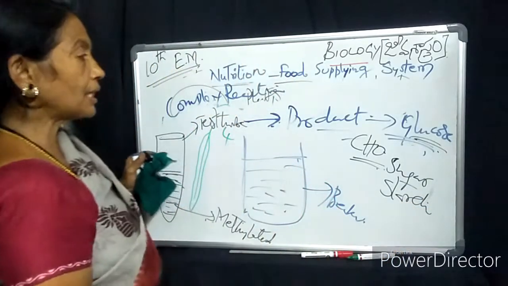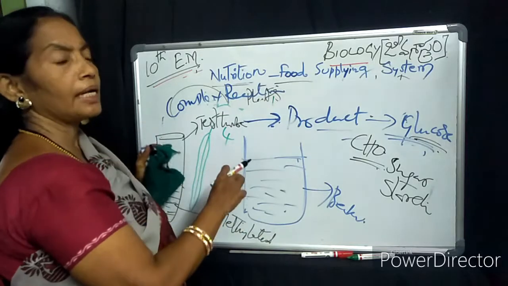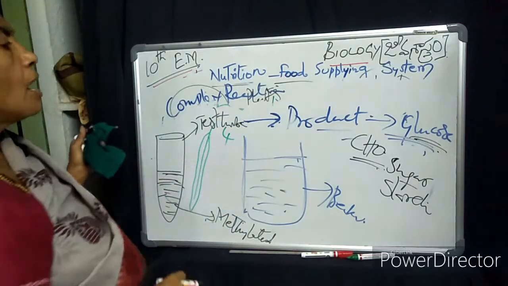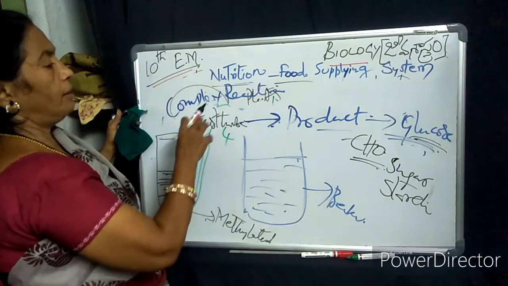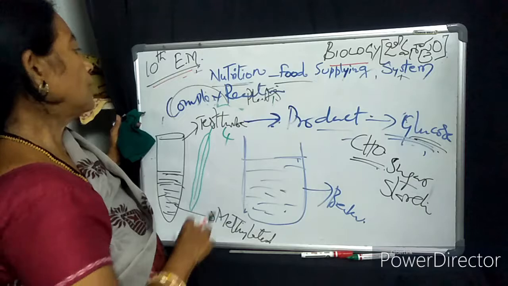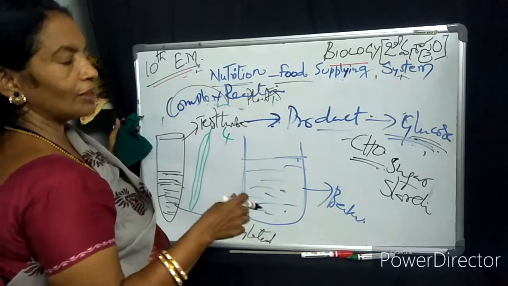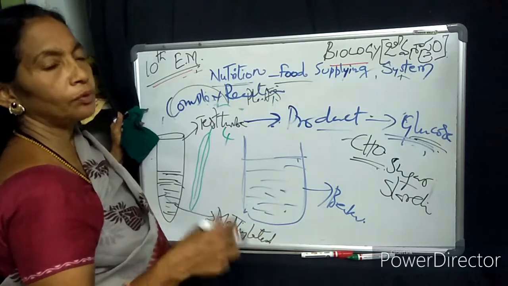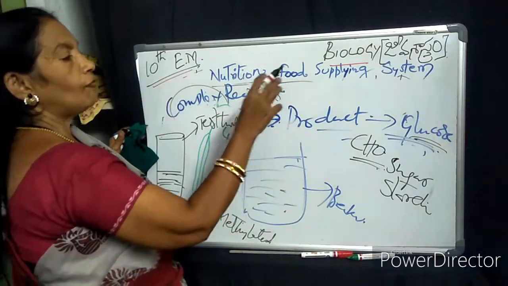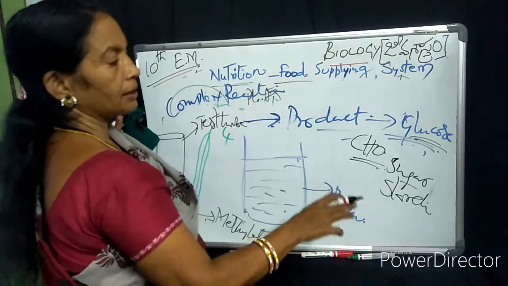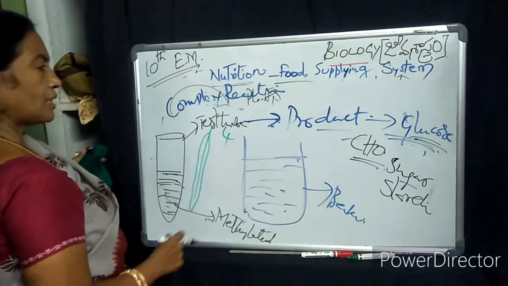We already discussed that starch or glucose is prepared in sunlight with the help of chlorophyll and carbon dioxide. The leaves prepare this glucose, sugar or starch. We are telling it like that, so we have to prove it also. In photosynthesis, the end product is glucose or starch.